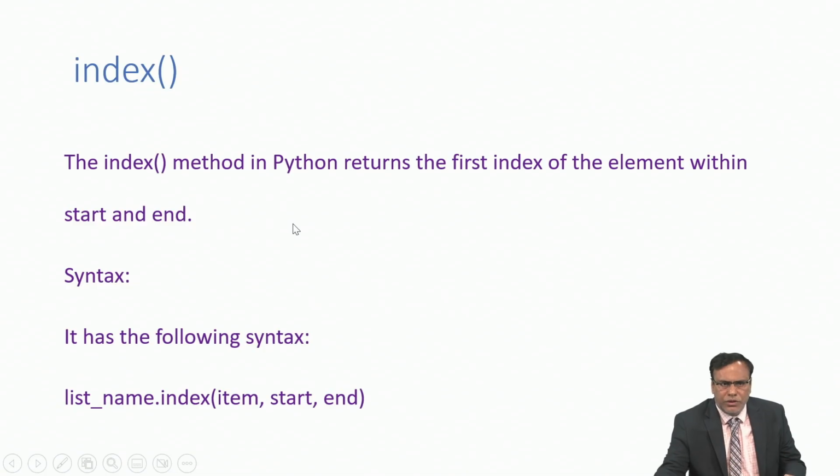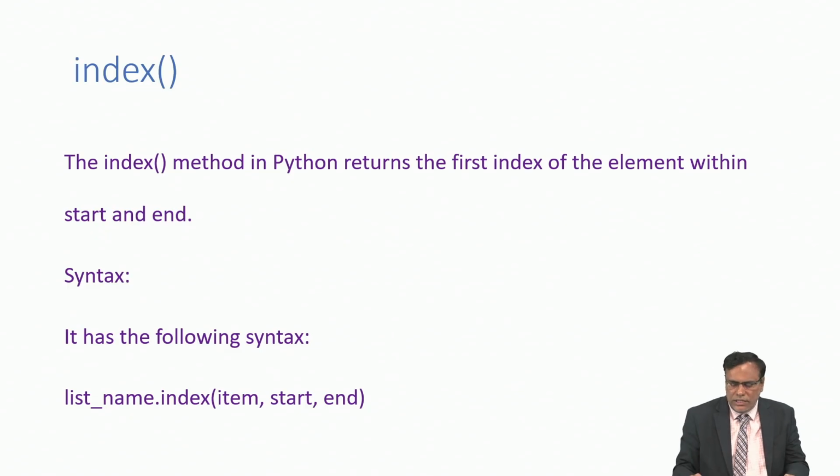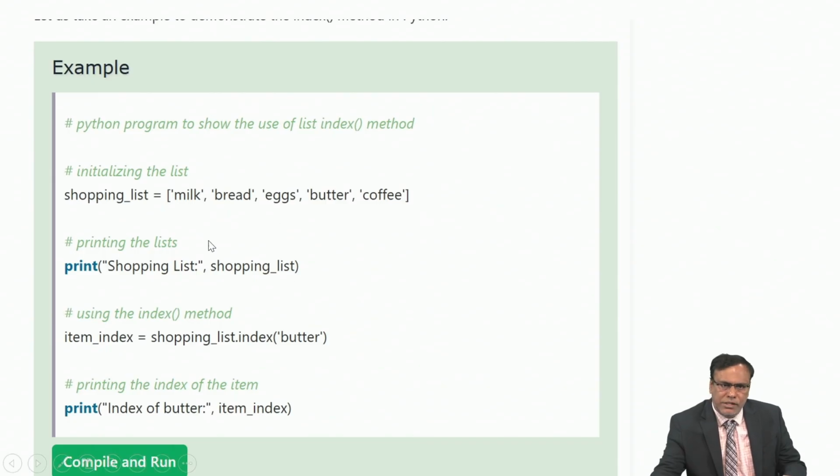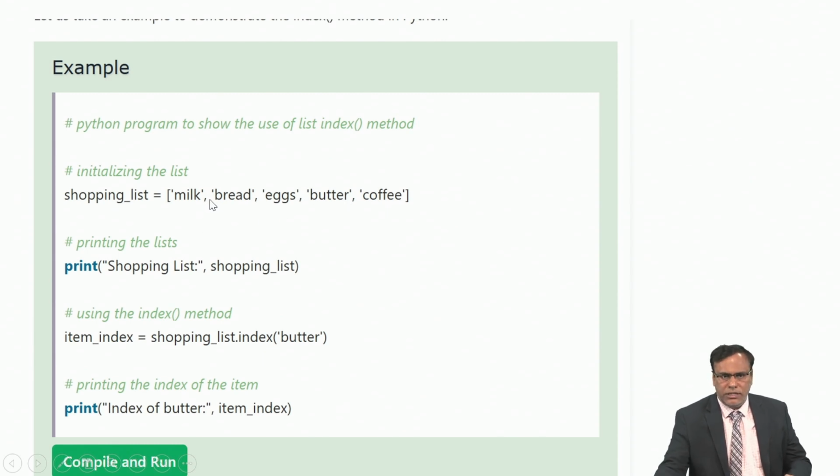If you want to know the index of some item in the list, then you can use this function, that is index. Here you can find an example. This is the original list having 5 elements, and if you want to know the position or index of this element, butter, in this list, what is it?